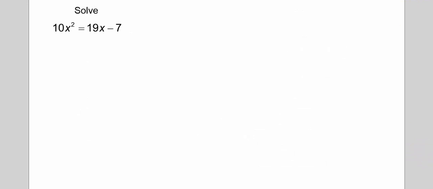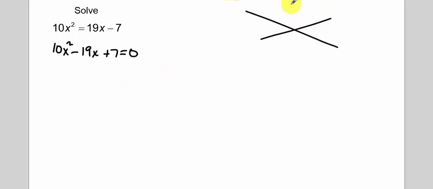So here's a solving problem, and as we've talked about before, whenever we have a quadratic, the idea is to set it equal to 0. So I will bring the 19 over by subtracting and the 7 over by adding. We notice that 70 has multiple factors, 10 and 7, 5 and 14, 2 and 35, so we'll go to the x method. A and c need to multiply to 70, and plus or minus b needs to get negative 19.